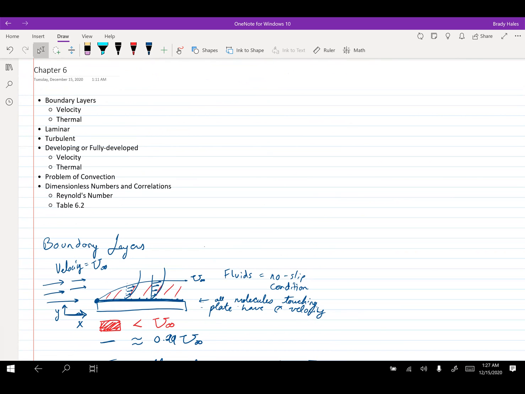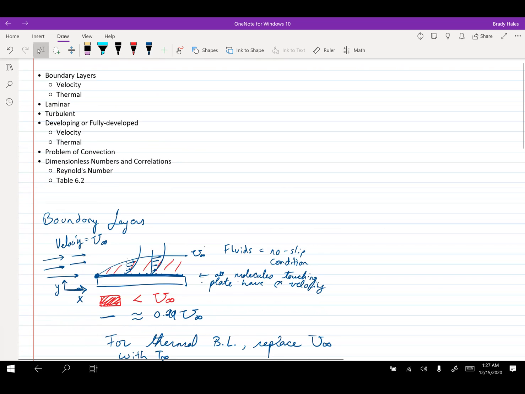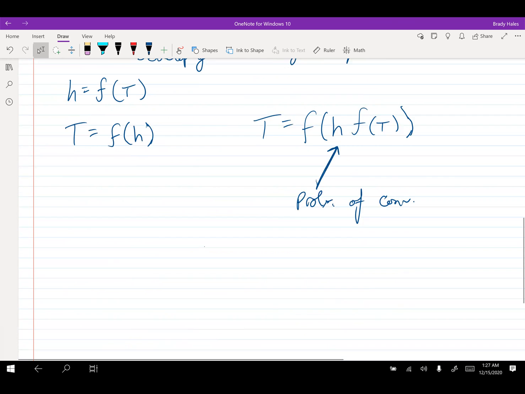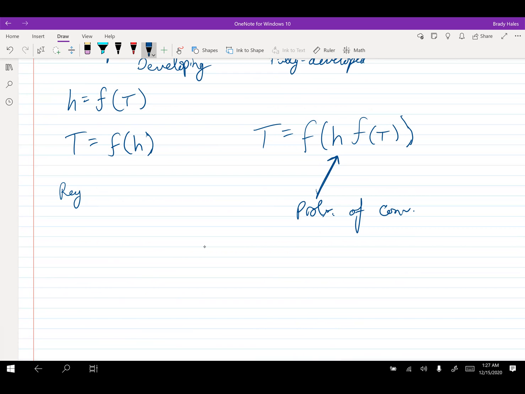Okay, and then just dimensionless numbers and correlations, right? So Reynolds number is the biggest, right? So for example, the Reynolds number says if it's turbulent or laminar.